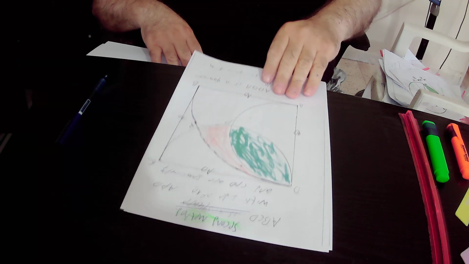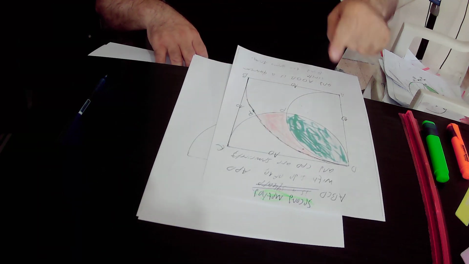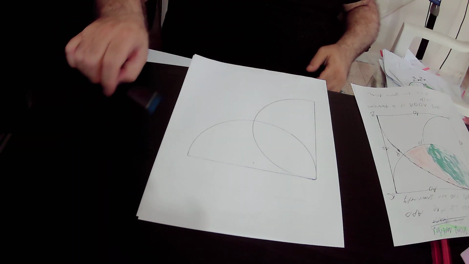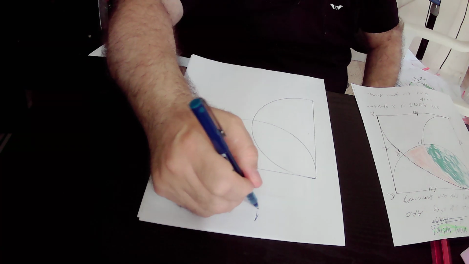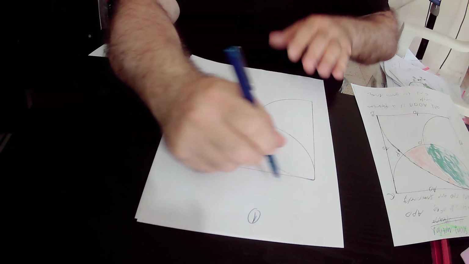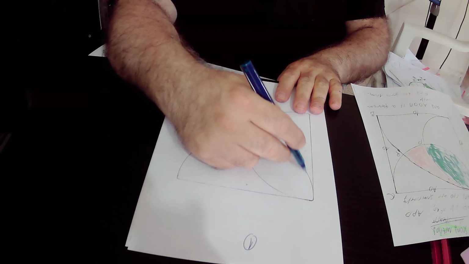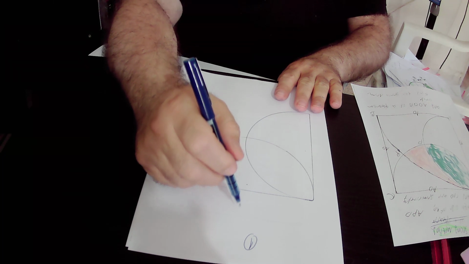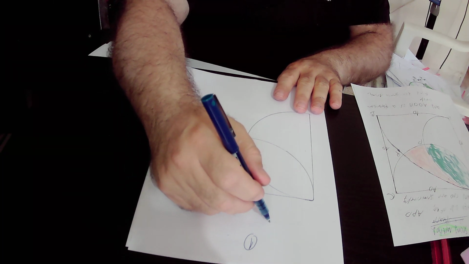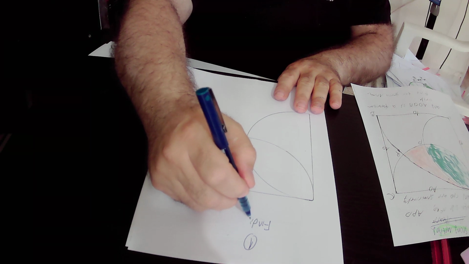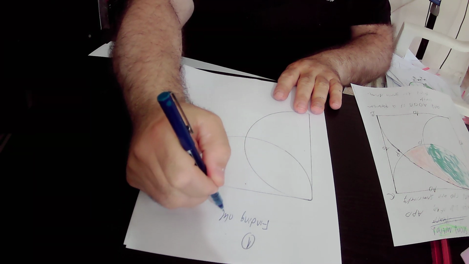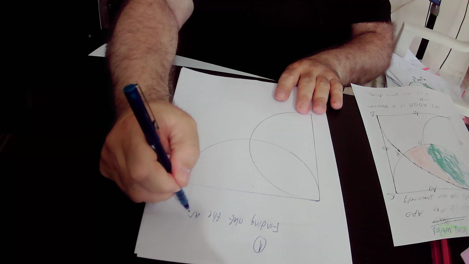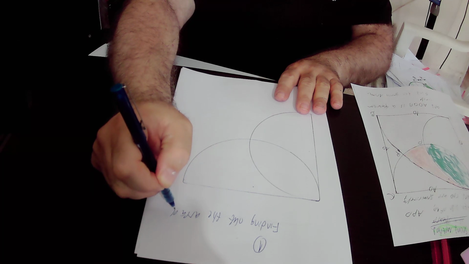So we start. First of all, we'll find the area of the blue shape. So our mission in the first step is to find the area of this blue shape, and so I'll write it down. Our mission is to find the area of the blue lens.